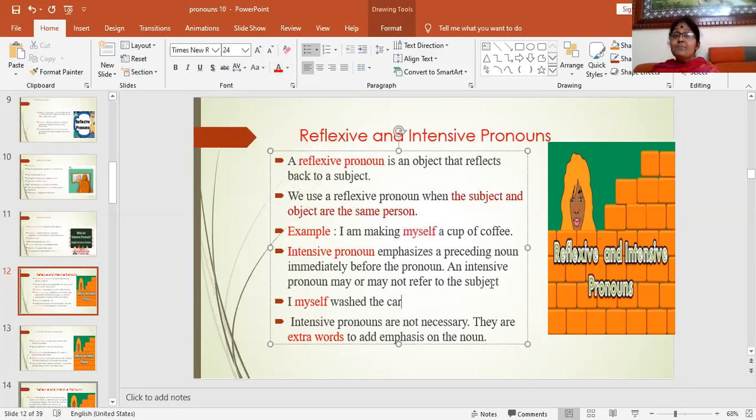Now, an intensive pronoun emphasizes a preceding noun immediately before the pronoun. An intensive pronoun may or may not refer to the subject. Let us look at this example: I myself wash the car. I myself, I'm emphasizing, right? Wash the car. Now, intensive pronouns actually are not necessary. They are extra words that we use to add emphasis on the noun, right?